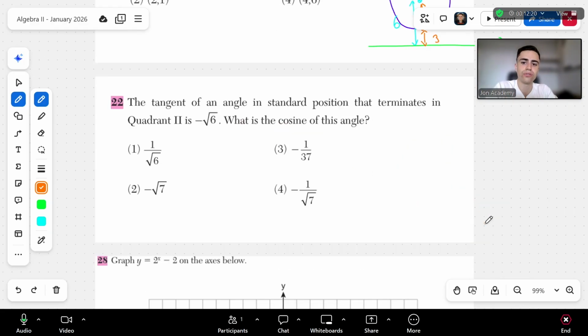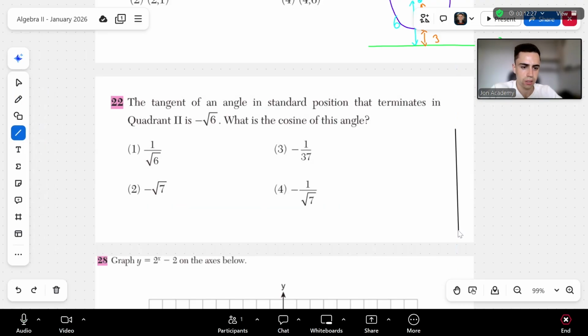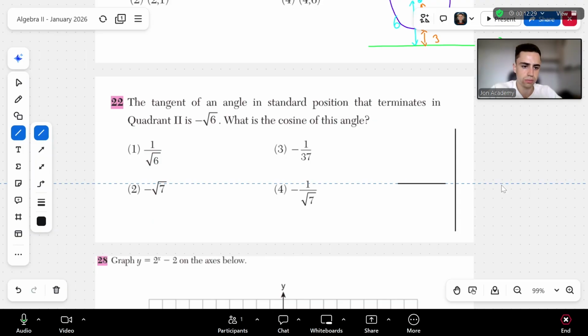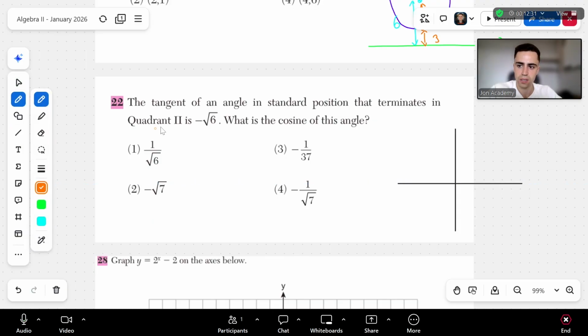This is the tangent of an angle. So let's do a small sketch here to have a better intuition of what's going on. We do this small set of axes here, and they tell us the tangent of this angle. We can do something like this. It is in quadrant 2, therefore this one here.